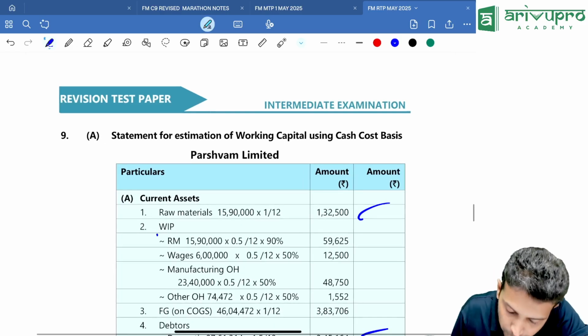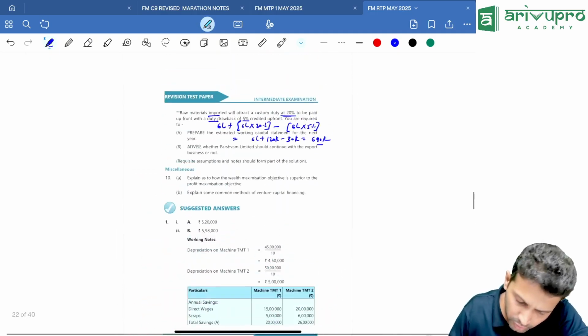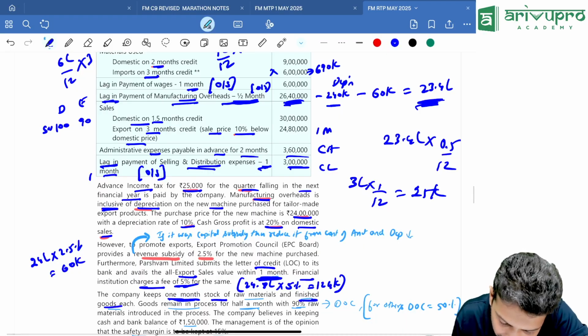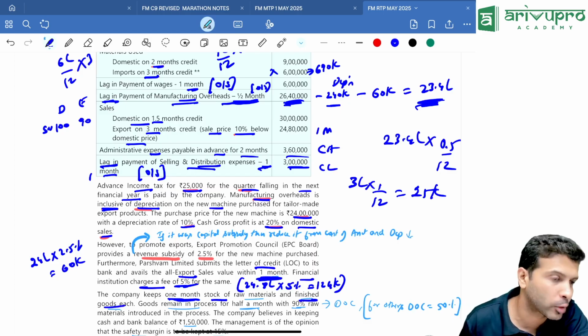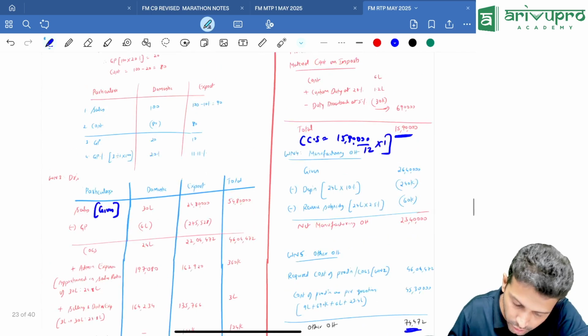That's it, or even you have WIP also. In fact, maybe we'll also calculate this one. We'll go in order. So the company keeps 1 month stock of raw material and finished goods. Sir, finished goods you calculated based on cost of production. Do you know cost of production? Yes, we know. Of course. How much is cost of production?